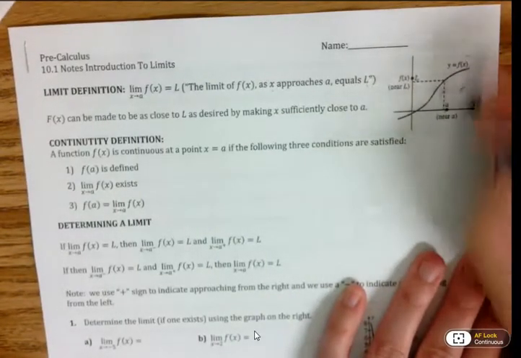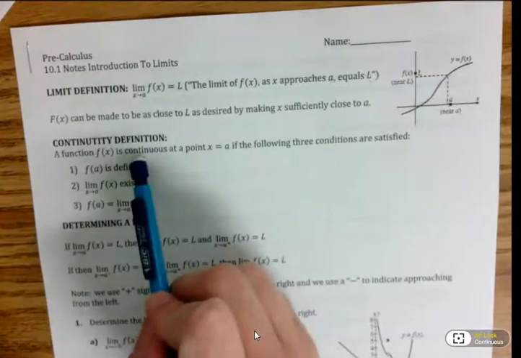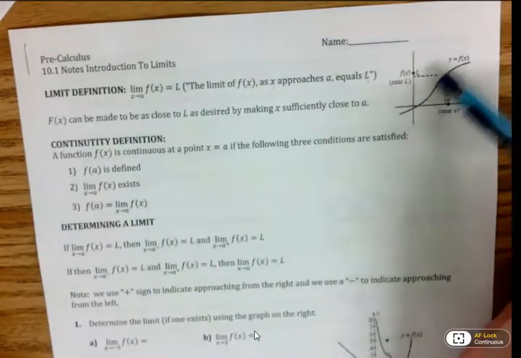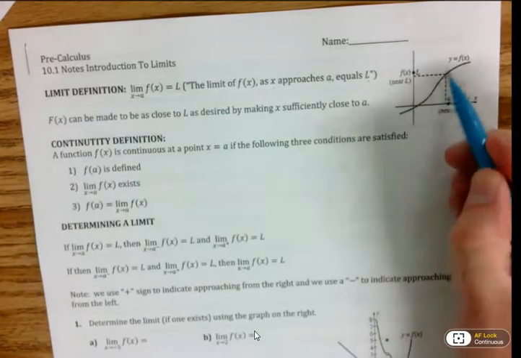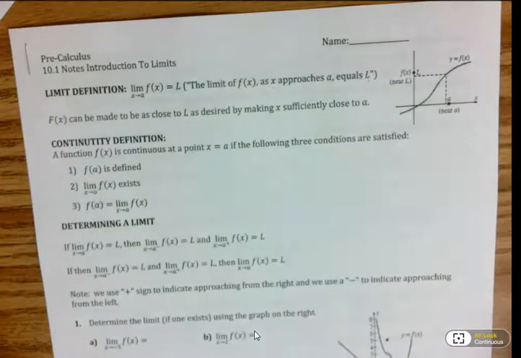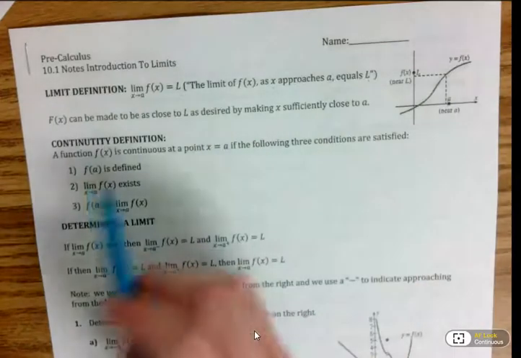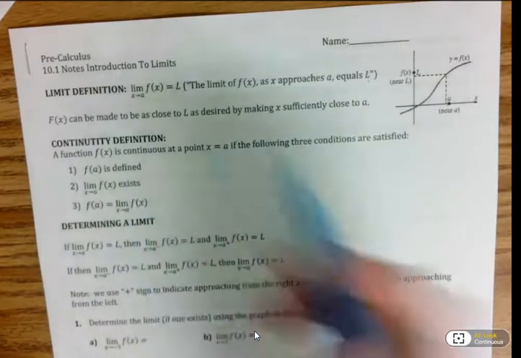When we talk about limits, we're also going to talk about continuity. So for continuity, we talk about whether or not a function is continuous. In the past, we said it's continuous if you could draw it without picking up your pencil. But this three-part definition is much more mathematically correct. First of all, the function has to be defined at that value, so you don't want to have a hole or an asymptote.